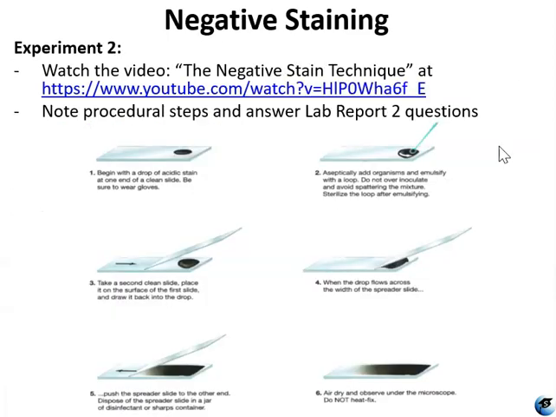For experiment 2, you're not going to have the acidic dye to use, so you're going to learn how a negative stain is performed by watching this video. While you're watching the video, you want to make sure that you make notes of all of the procedural steps, and those actually are shown here as well, but also all of the equipment that is used to perform the stain. And you'll need this information in order to answer the guided questions in your report template.